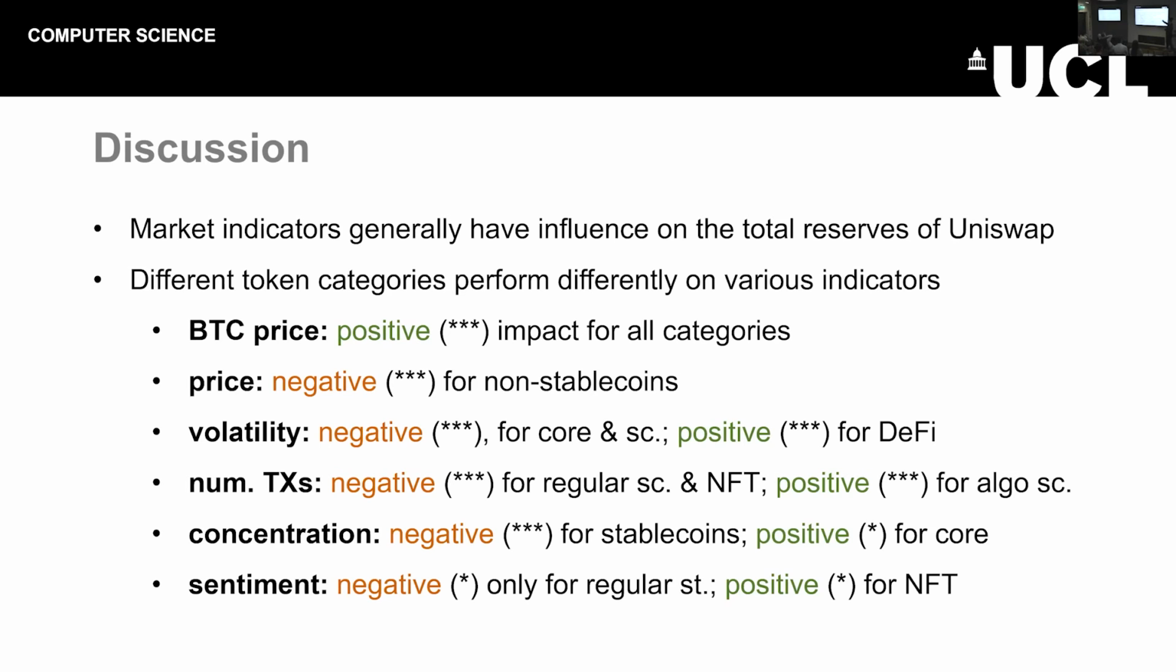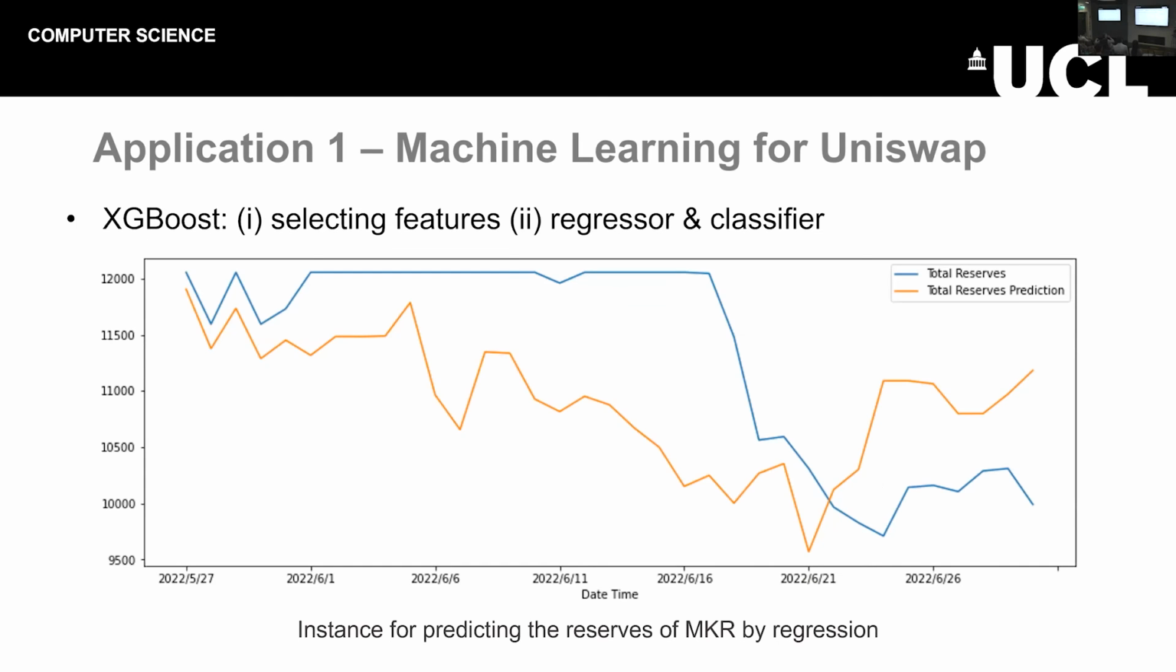And this part shows some tokens show the opposite trend. Because for DeFi, the function of their platform may be different from others. And for the algo stablecoin, as I mentioned, it may be forced to revert. And for sentiment in NFT, their investors behave differently from those of other assets. Yeah. So the second part of the research is the application of predicting the liquidity with machine learning.